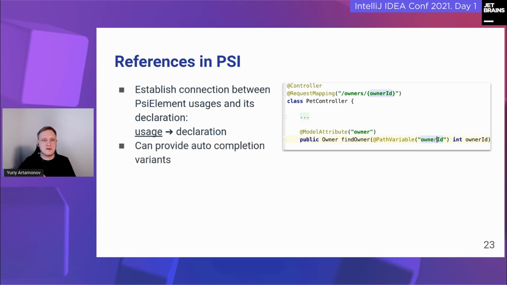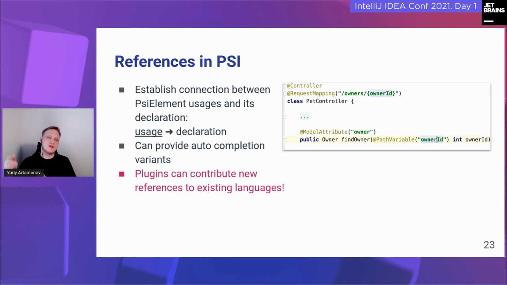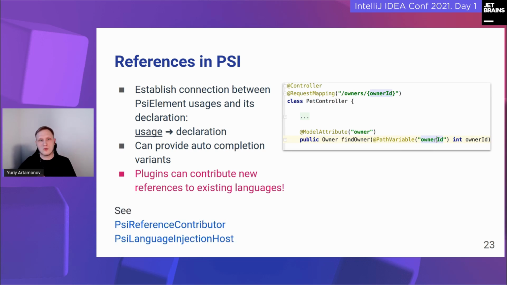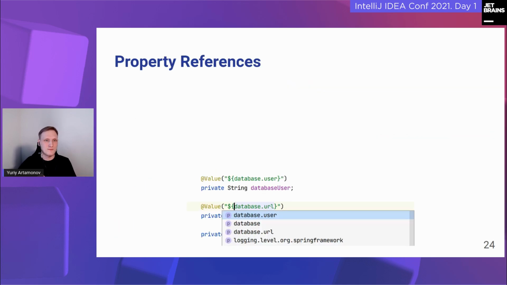References actually can provide auto-completion variants, and plugins, including your plugin, can contribute new references to existing languages. So you can provide, for instance, references to maybe external files or external entities inside Java. Let's see how we can employ it for our own custom framework called Spring Framework.